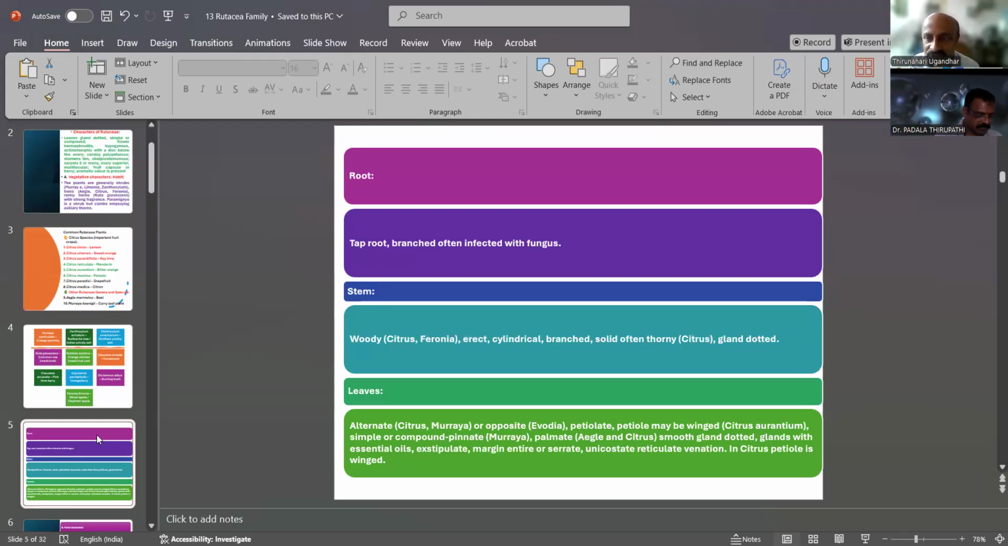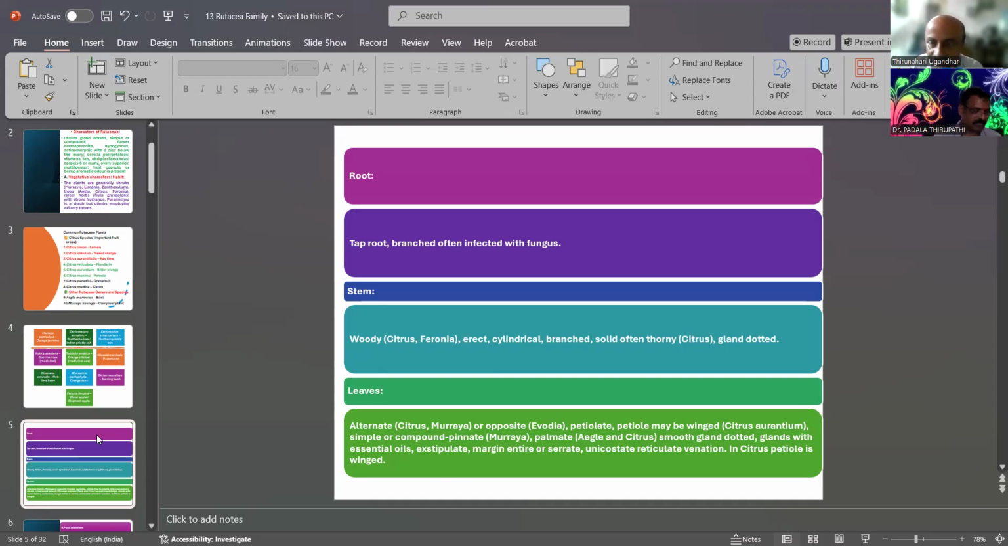Then the vegetative character features of this family. Root: taproot and branched, often also infected with a fungus. It is one important character for the citrus family or Rutaceae. Stem: woody, in Citrus and Feronia erect, also cylindrical, branched, solid, often thorny. Citrus glands are also dotted.